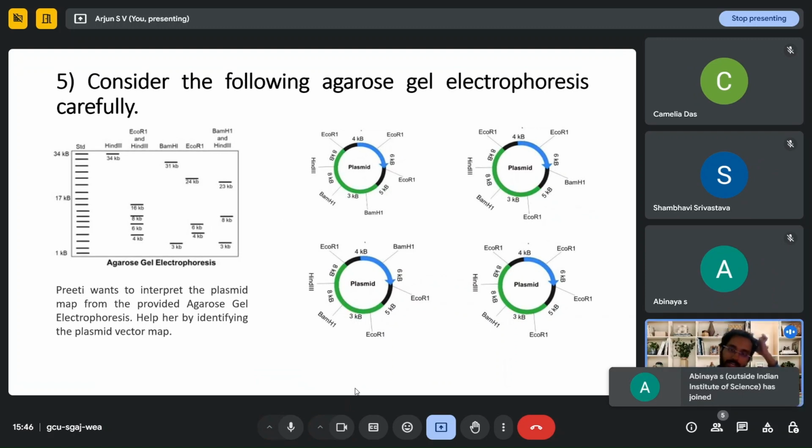Does anyone have any hints on how you got the answer?